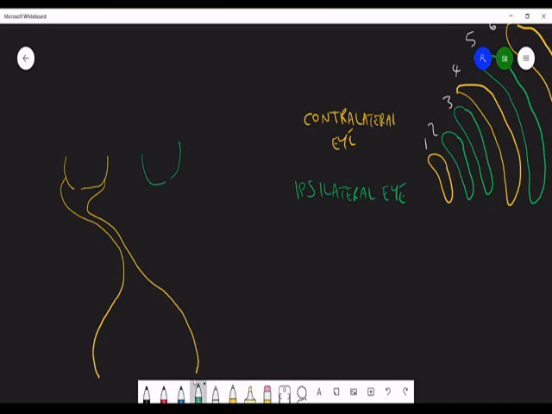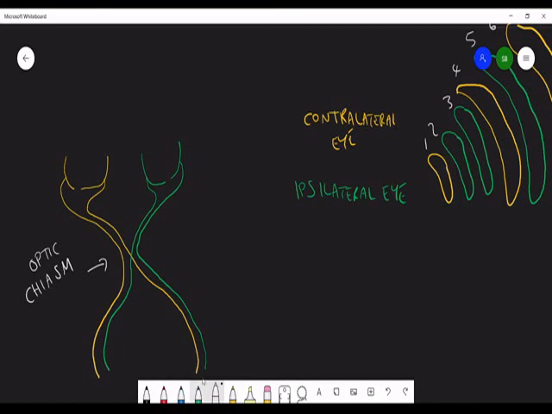And it's the same with this eye, with the ipsilateral eye. This side does not cross over and stays on this side of the brain. This side does cross over and ends up on the opposite side of the brain. And this part here is called the optic chiasm, because it's like a Greek letter chi, which is an X.